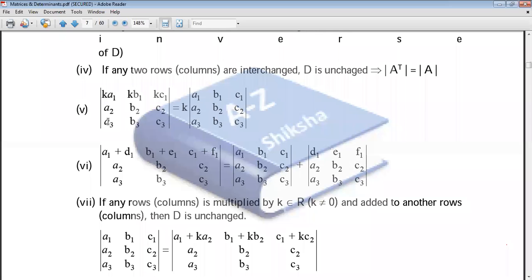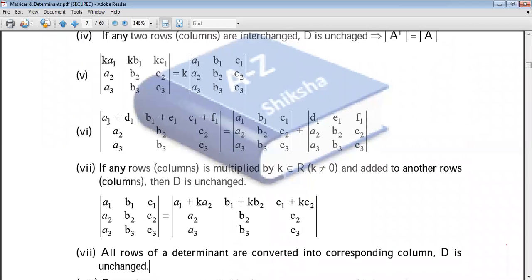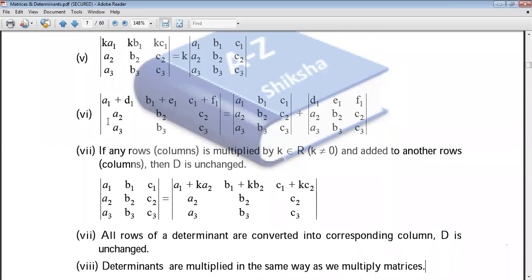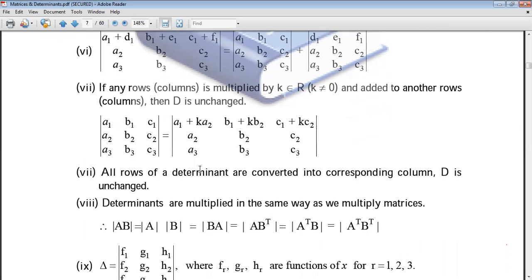Okay, then the sixth property. Sixth one is again important. See, in the sixth property, the second and third rows are similar. First row: a1 plus d1, b1 plus e1, c1 plus f1. That is, the addition symbol is given in the first row. Then on the right hand side you can see the plus is separated. A1, b1, c1 is written in one determinant, then d1, e1, f1 is written in the other determinant. The other two rows are the same. So other properties are not required. These four properties are important.